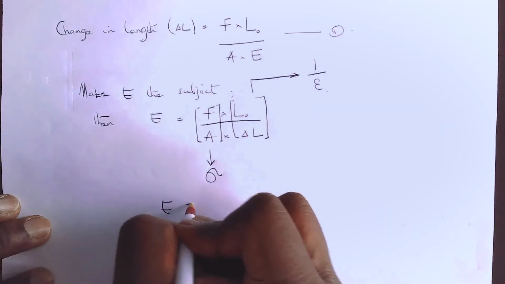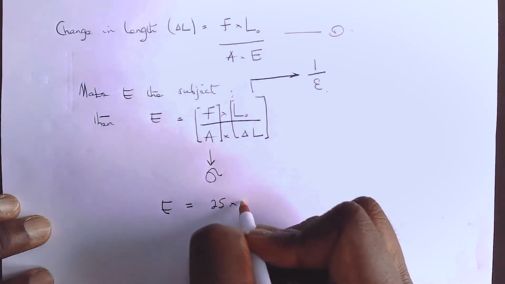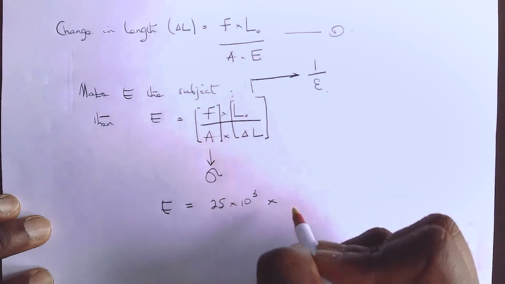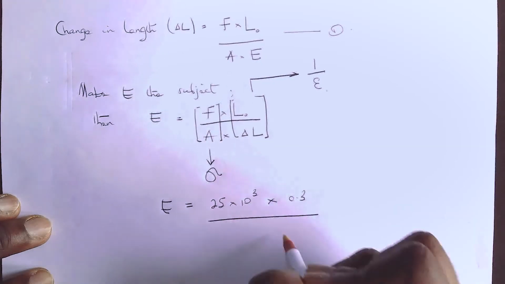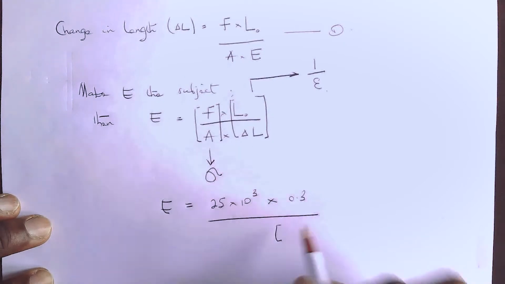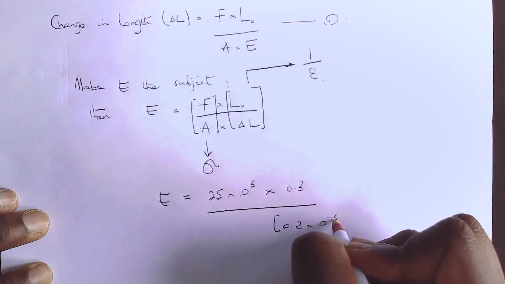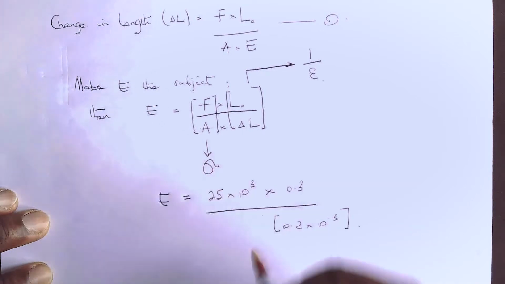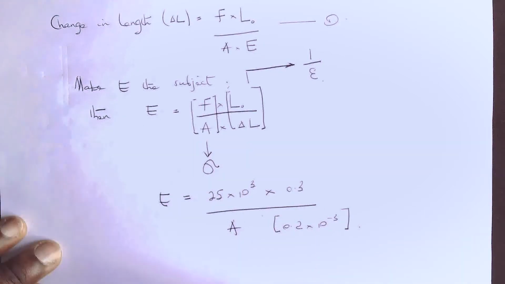So E is equal to, let's put in our values. We've got 25 times 10 to the power of 3 times the original length, which is 0.3, over the change in length, which has been given as 0.2 times 10 to the power minus 3. But we haven't worked out the area. So how do we work out the area? Let's work out the area first, then we come back to this equation.